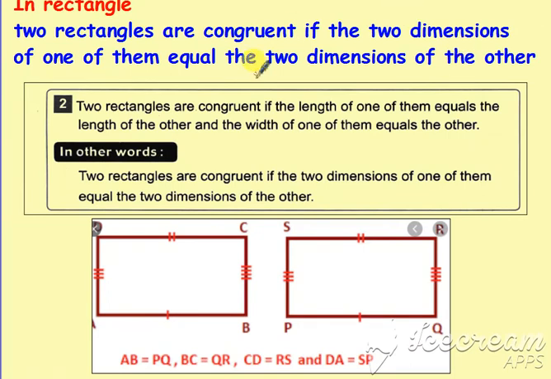Another special case is the rectangle. If they told me the two dimensions are equal, then these two rectangles are congruent. Two rectangles are congruent if the length of one of them equals the length of the other, and the width of one of them equals the width of the other. So two rectangles are congruent if the two dimensions, length and width, of one of them are equal to the dimensions of the other.